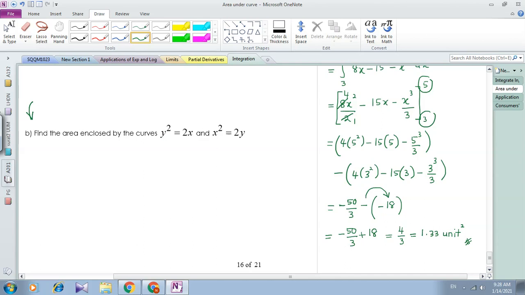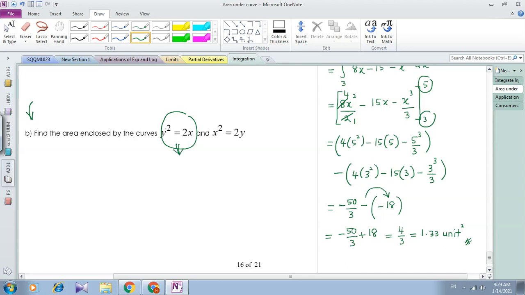Find the area enclosed by these two curves. You can decide on your own whether to find the area with respect to the x-axis or the y-axis. But you must be careful with the first equation. Let me give you some hint.